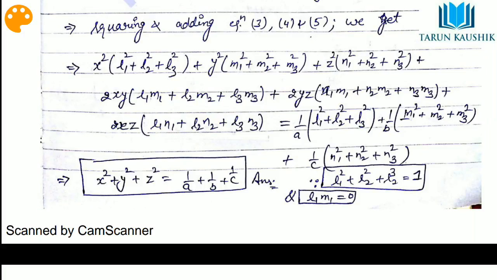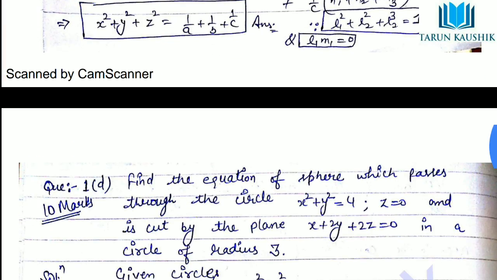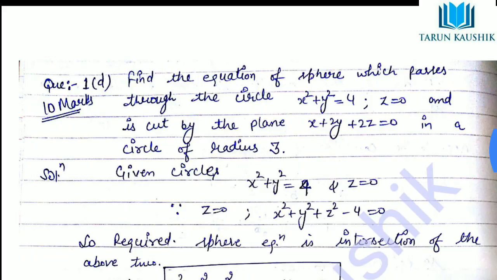The basic idea is to calculate the tangent plane equations, add these three different equations and put them equal. After that you get x square plus y square plus z square equals 1 by a plus 1 by b plus 1 by c only. Now the next question, also from 2016.